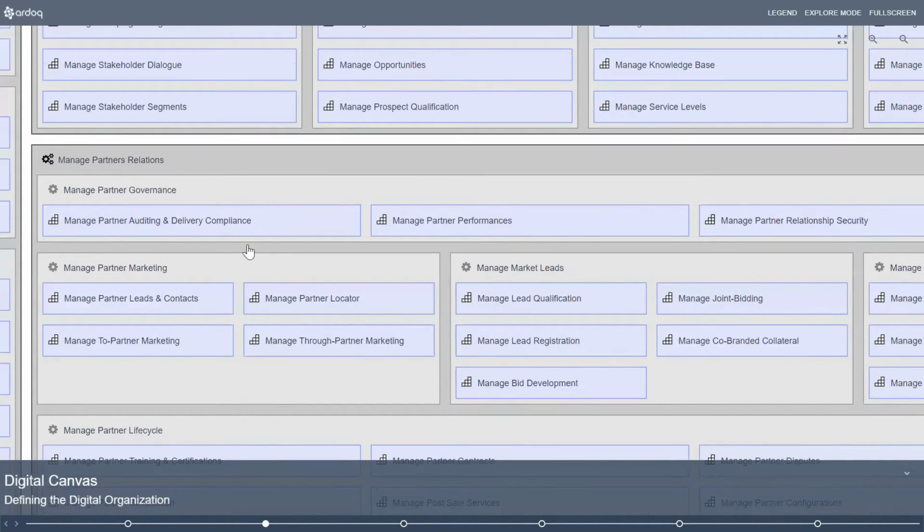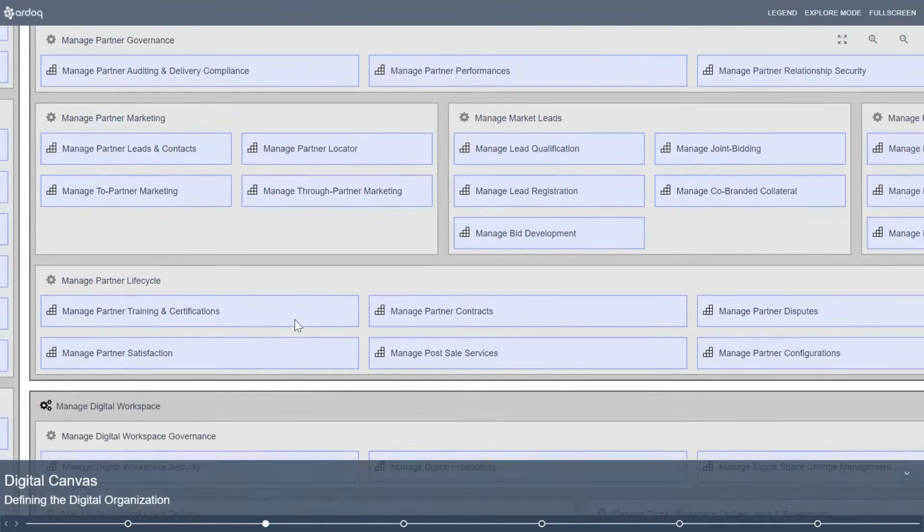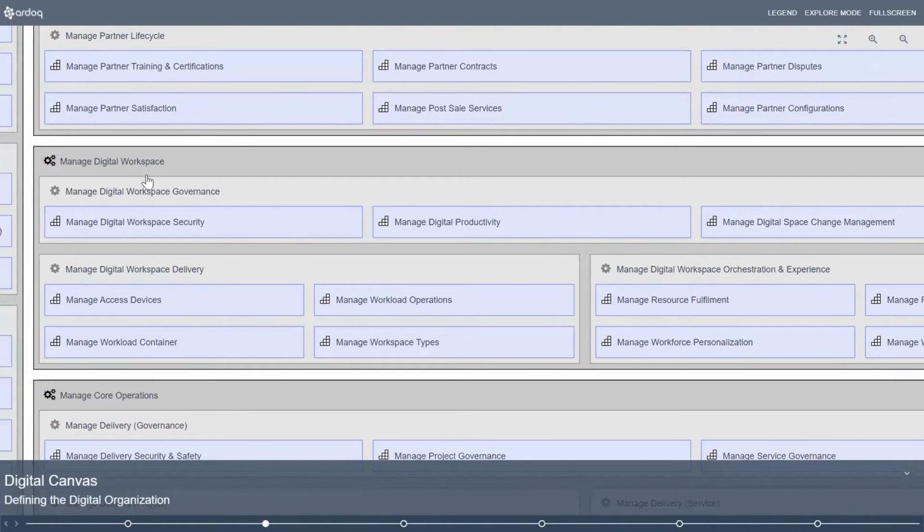How can we manage our customer partner relationships? How can we manage the digital workspace? So essentially, how do we manage our employees' access to internal resources, and essentially do the internal resources have the ability to execute the services that are required?